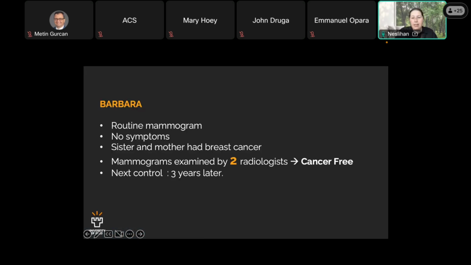Another interesting case is Barbara. She had a routine mammogram checkup. Despite having a family history of breast cancer with her sister and mother, Barbara had no symptoms, and her mammograms were examined by 2 radiologists, and she was found to be fortunately cancer-free. Her next checkup appointment is scheduled for 3 years later.